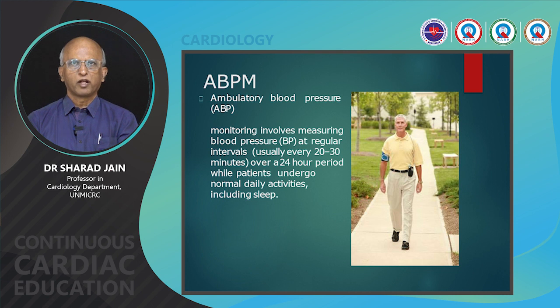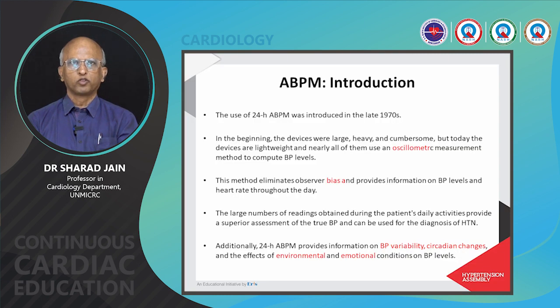Coming to ambulatory blood pressure monitoring, that is ABPM, monitoring involves measuring blood pressure at regular intervals, usually every 20 to 30 minutes over a 24-hour period, while the patient can undergo normal daily activities including sleep. The use of 24-hour ABPM was introduced in the late 1970s. In the beginning, the devices were large, very heavy and cumbersome, so it was difficult to carry on with routine work. But today, devices are very lightweight. Nearly all of them use an oscillometric measurement method to compute BP levels. This method eliminates observer bias because it provides automatic blood pressure information.